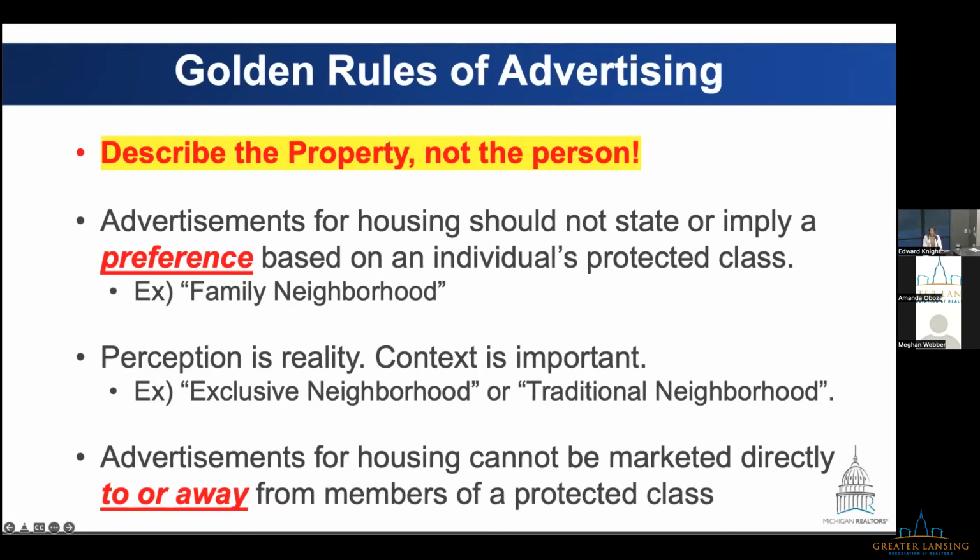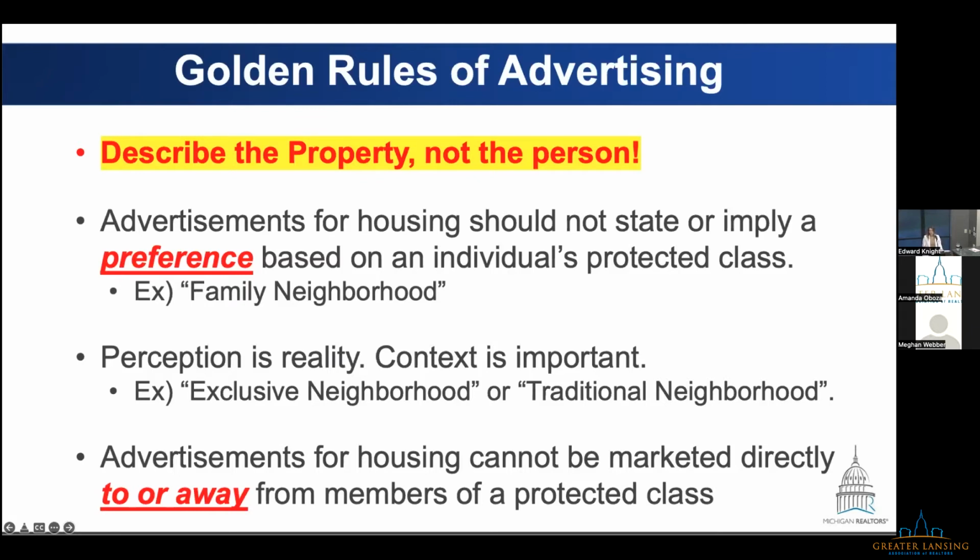That leads us to our second best practice up here, which is advertising for housing should not state or imply a preference based on an individual's protected class status. So an advertisement for housing should never make a member of any protected class feel like they are either unwelcome or like they are unwanted.